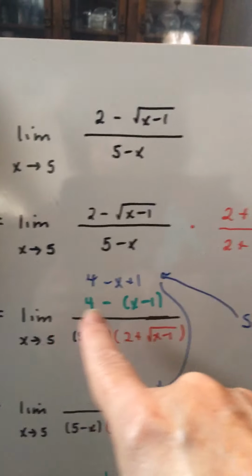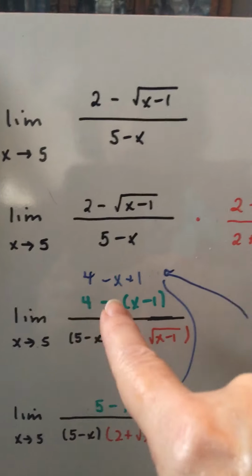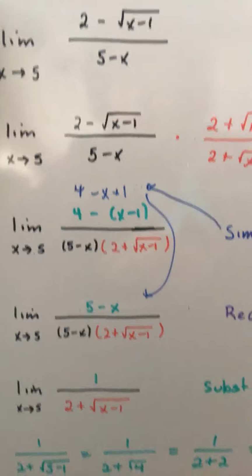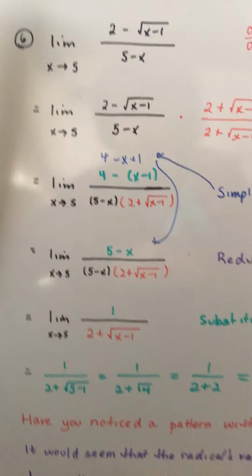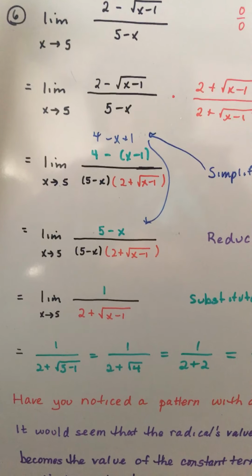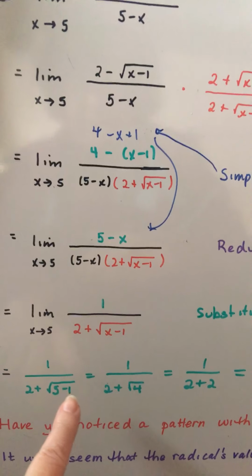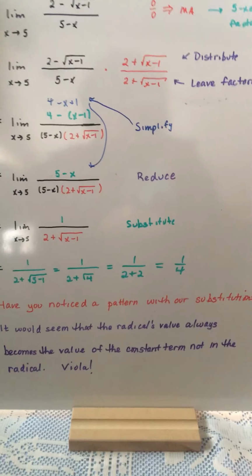And now notice when I simplify, rather than writing another step, I usually just show the work up above. It saves a line of writing, and that's very nice. And 4 minus x plus 1 becomes 5 minus x. So now I can reduce, and I have 1 over the quantity. I'm going to insert my 5. 5 minus 1 is 4, which becomes 2. And so my answer is 1/4.